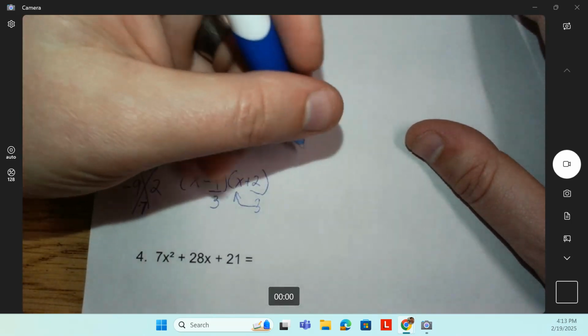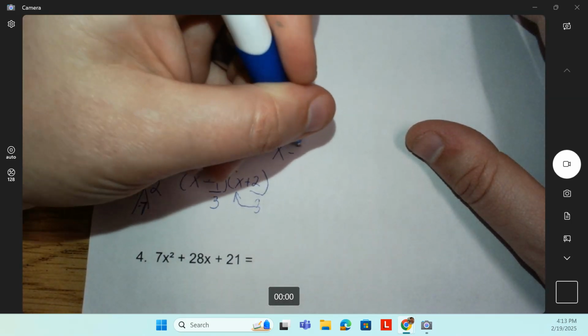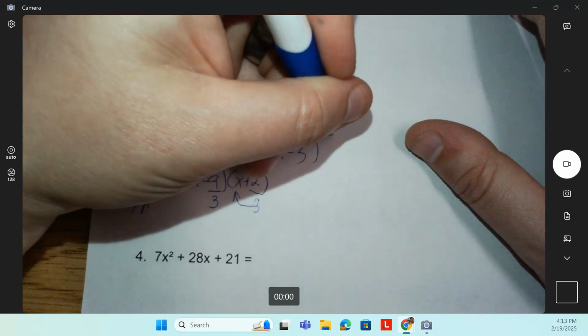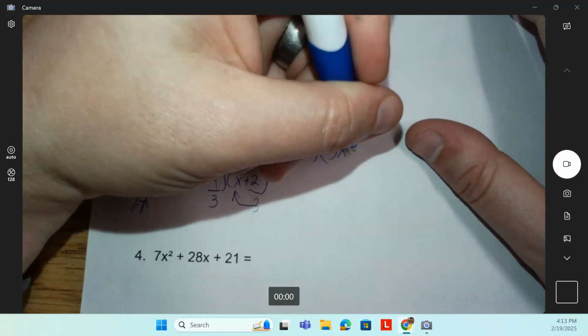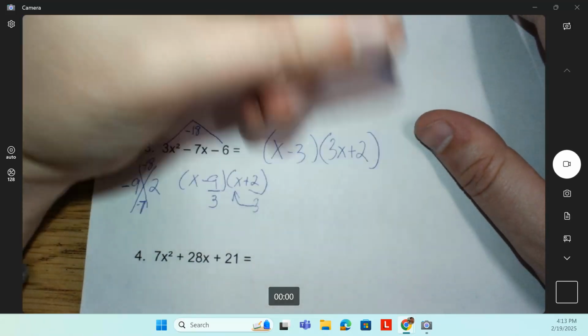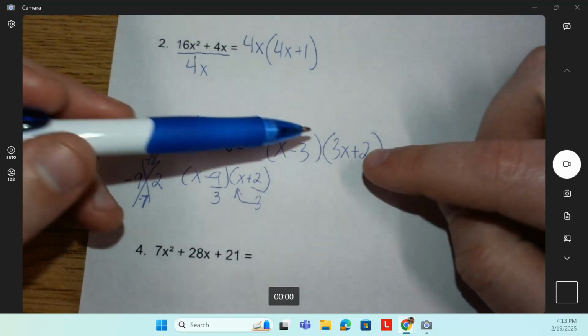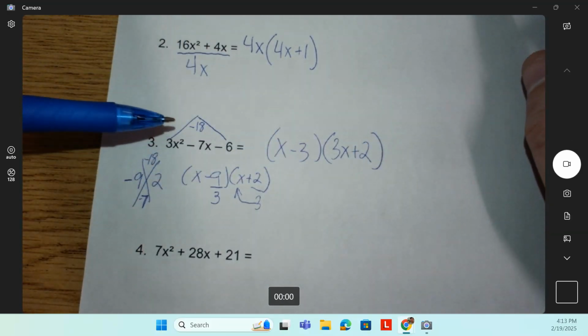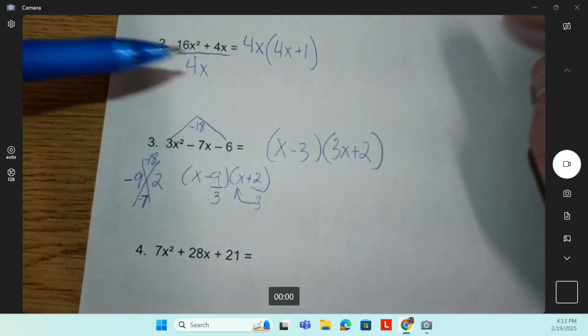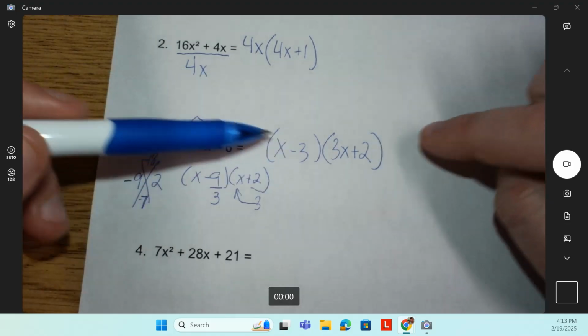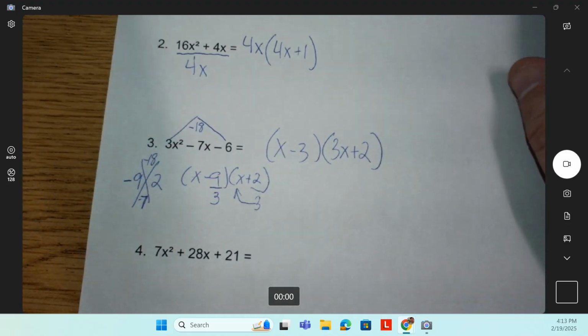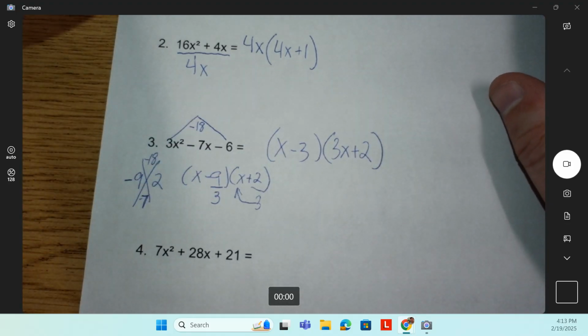Either way, we're going to end up with x minus 3 and 3x plus 2. That would work out for 3x times x is 3x squared, negative 3 times 2 is negative 6, and everything in the middle subtracts out to what it needs to be.